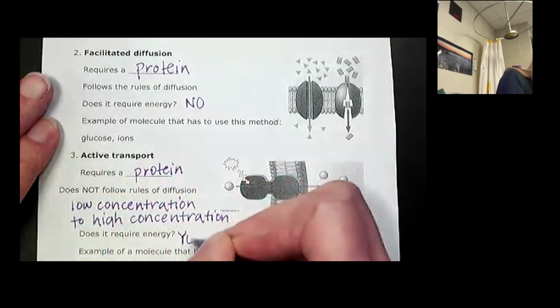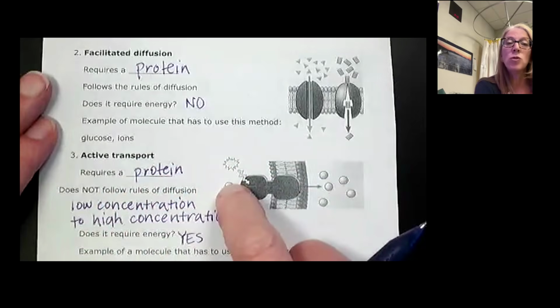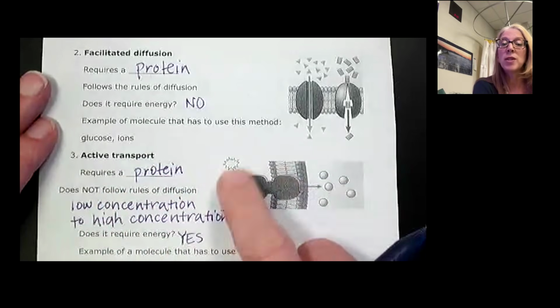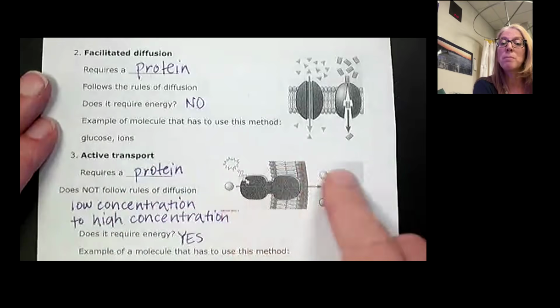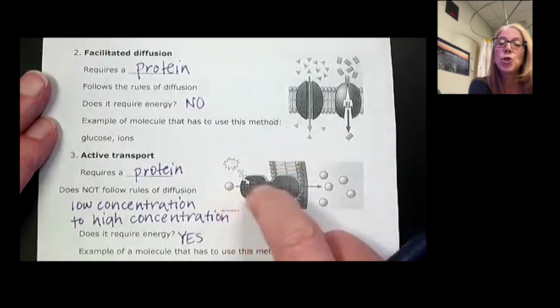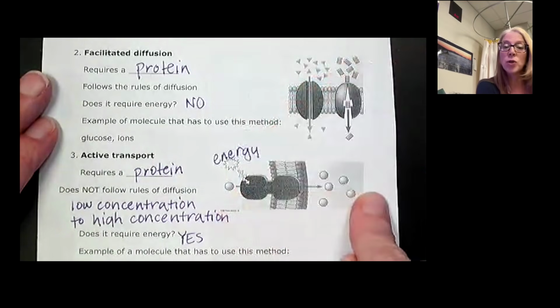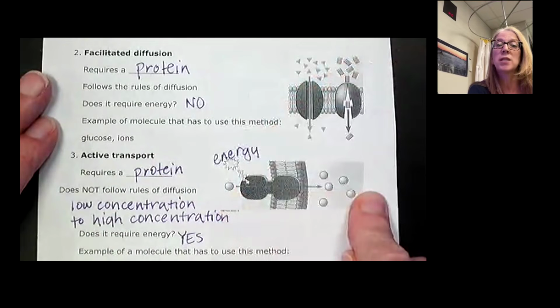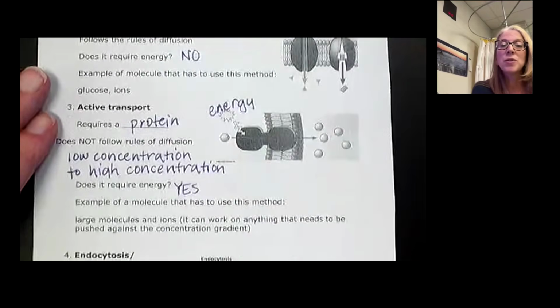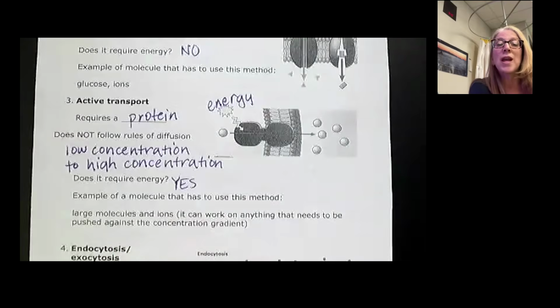In order to do that, basically you are forcing a molecule to go opposite to how it would normally move. In this case, you can see on one side you have a bunch of that molecule. On the other side, you don't have very many. So if we're going against the concentration gradient, this molecule has to get pushed through, which requires energy. Energy is going to force that molecule into an area that already has a bunch of those molecules. Examples of things that might do this are large molecules and ions, but really it can work on anything that needs to be pushed against the concentration gradient.